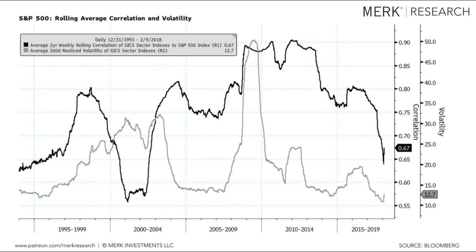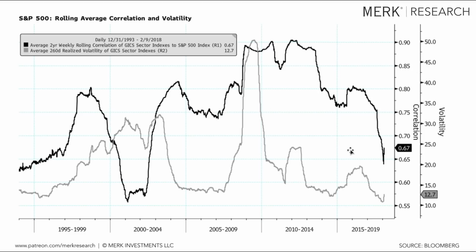All right, let me turn now to a chart that we look at internally that I want to introduce because I think this framework is worth sharing. What we're looking at is the 2-year average rolling correlation of the 10 sectors to the S&P 500 index. That's the black line. And then the 1-year realized volatility, the average 1-year realized volatility of the 10 sectors.